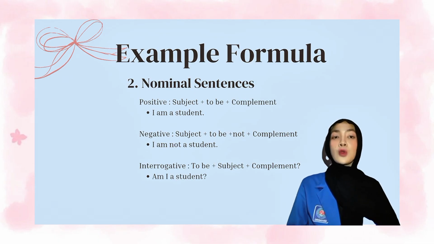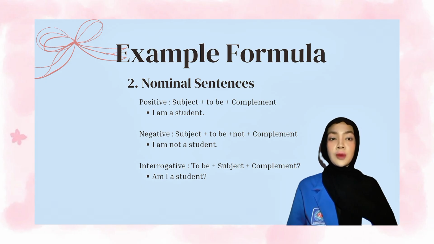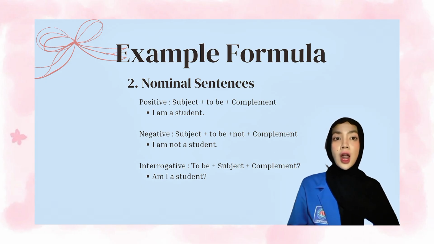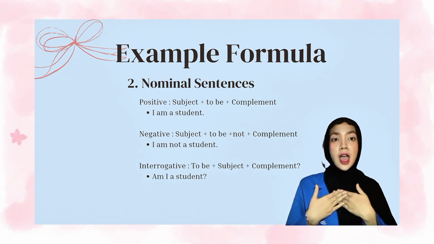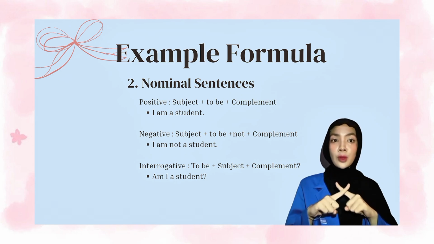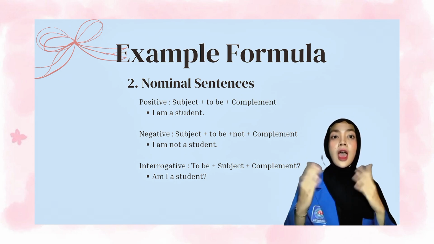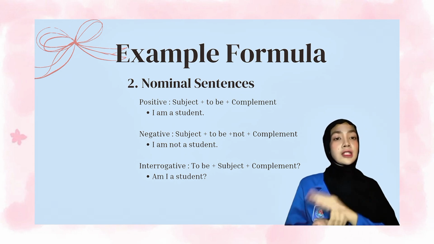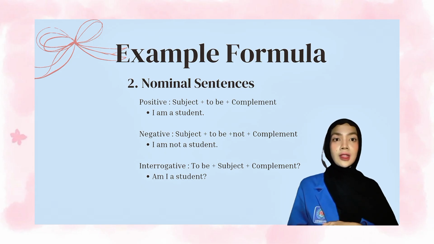Slide 12. Nominal sentence uses to be: am, is, or are. For example, I'm a student. I'm not a student. Am I a student? It's simple. We just use to be when there's no main verb in the sentence.